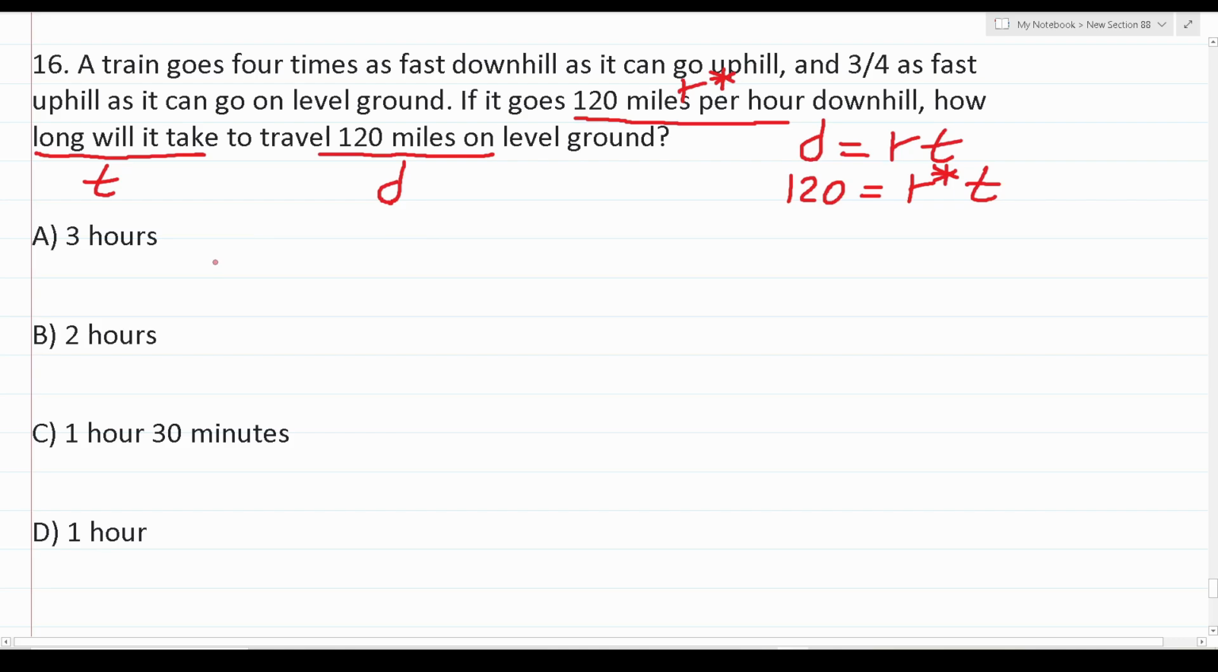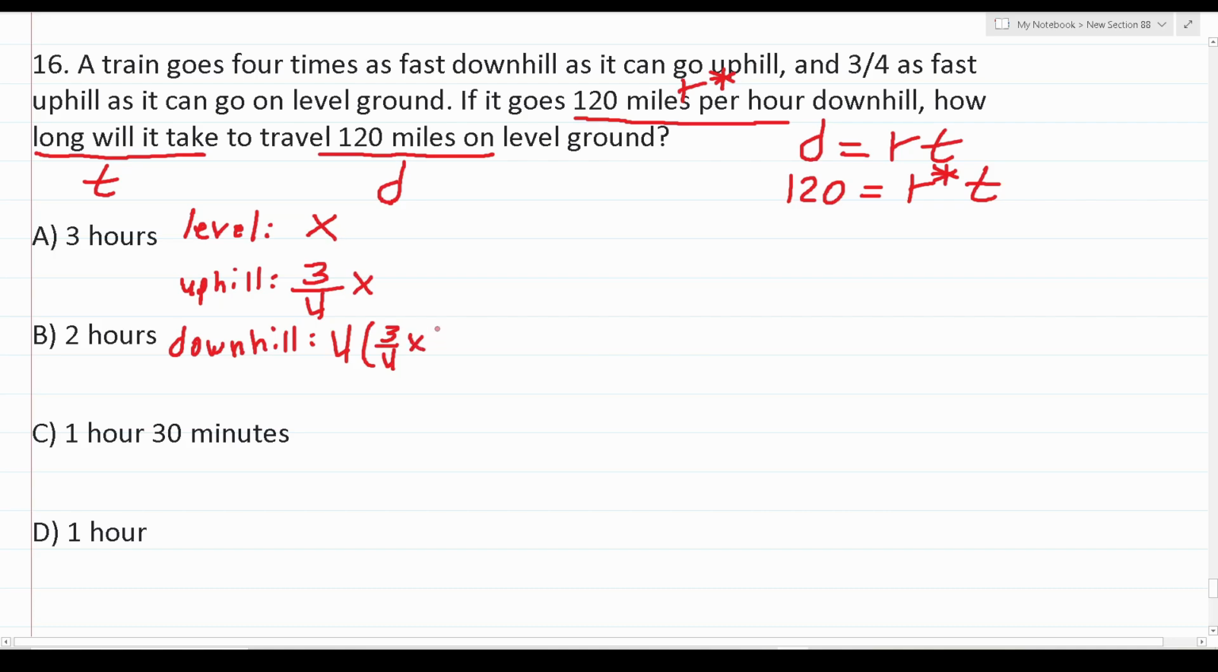Again, in this problem, we're given information about 3 different types of terrain: level ground, uphill, and then downhill. And for the most part, these are unknown. So I'm going to call level ground X. So the train goes X miles per hour across level ground. According to the problem, it goes 3/4 as fast uphill as it goes across level ground. So that would be 3/4 of X. And then finally, we know it goes 4 times as fast downhill as it can go uphill. So that's 4 times 3/4 X.